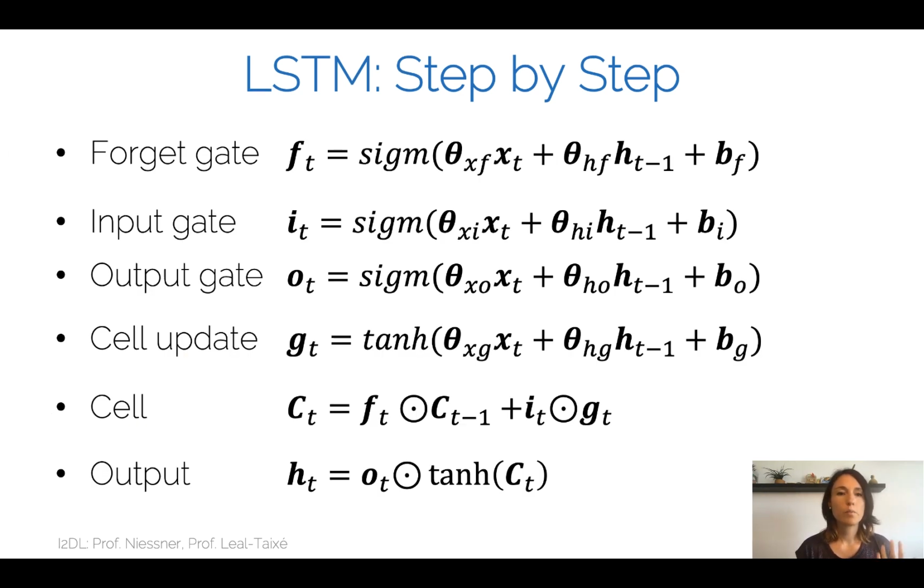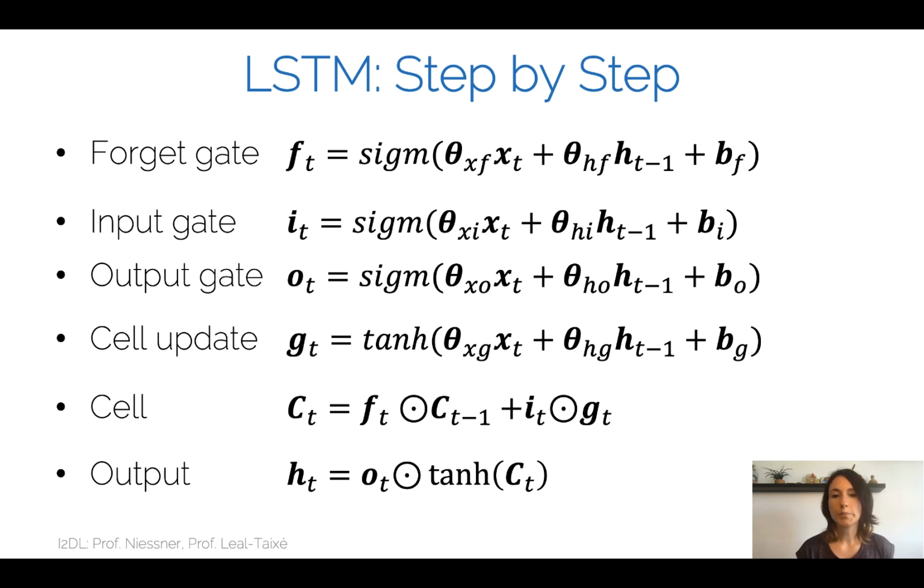Now here we have the formulation of all the elements in an LSTM, all the gates, how we compute the cell update, the actual cell computation, and the computation of the output. Remember that all the gates are governed by a sigmoid function that outputs 0 or 1. The cell update is governed by a tanh. Then we have the interaction between the previous time step and the current time step in order to update the cell.